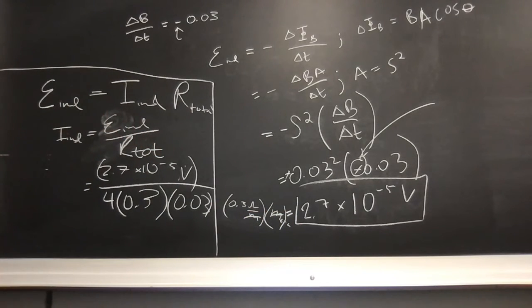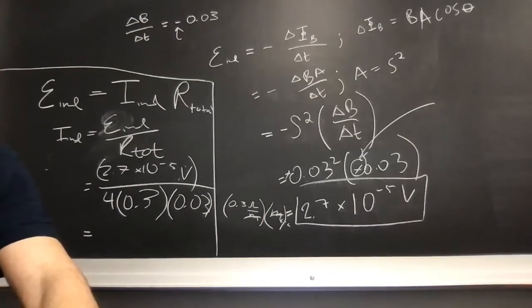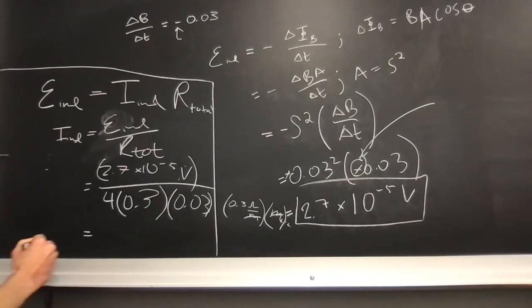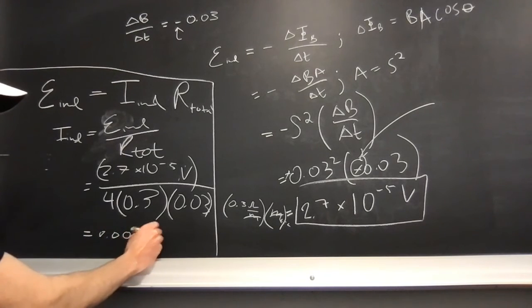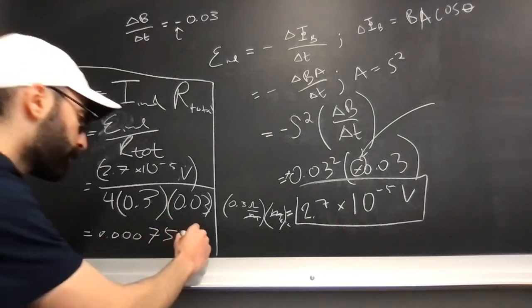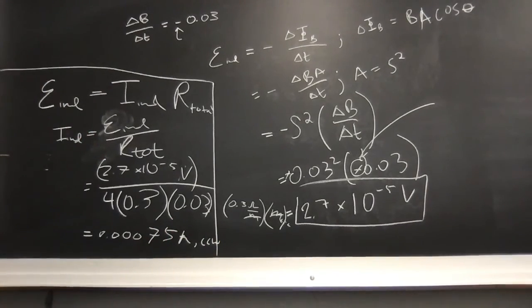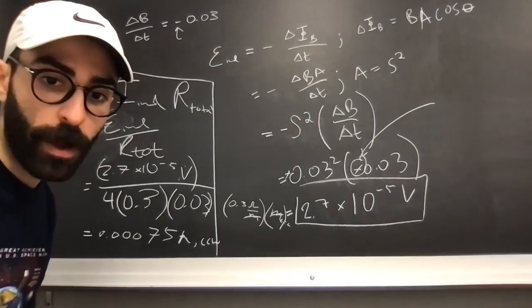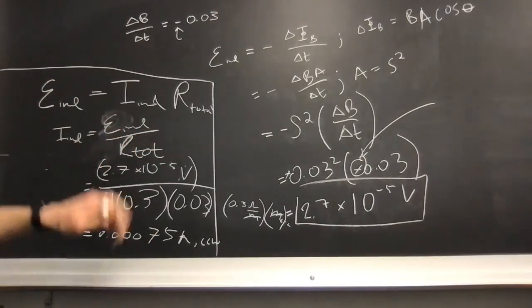At this point, we have enough to solve for I induced, and that comes out to be 0.00075 amps, and counterclockwise. You might have guessed that already just from the diagram. Okay, hope that helps. Quick video. Let me know if you have any questions. Again, I messed up earlier: it's E induced divided by that R total.